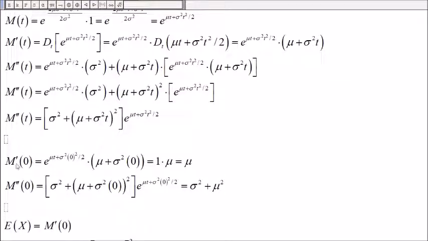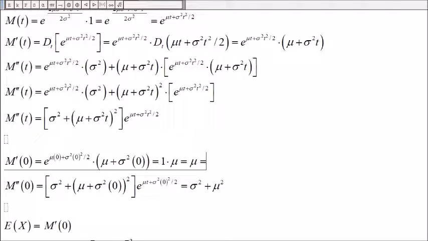And now let's evaluate the first derivative here at 0. So let t be 0. All of this will be 0. E to the 0 is just 1. And then here we get mu, so it's just mu. In an earlier video, for the random variable x with the normal density function, mu is the expected value of x.